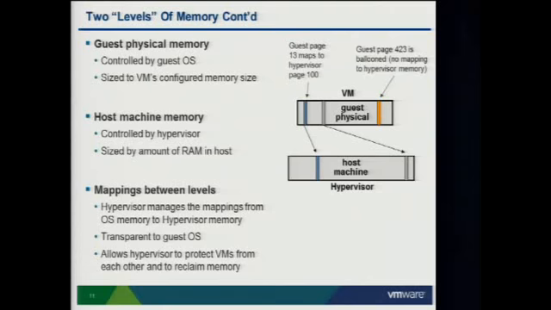Now, the funny thing is that the guest has no idea that any of this is going on. It's completely transparent to the guest operating system. The hypervisor does this in order to protect VMs from one another, so they don't write on each other's memory, and also so that it can manage the memory very efficiently, make the best use out of it, so it can reclaim memory from VMs that aren't using it as actively and give it to VMs that are. So this is a really important concept to remember when you're thinking about how to do performance management.